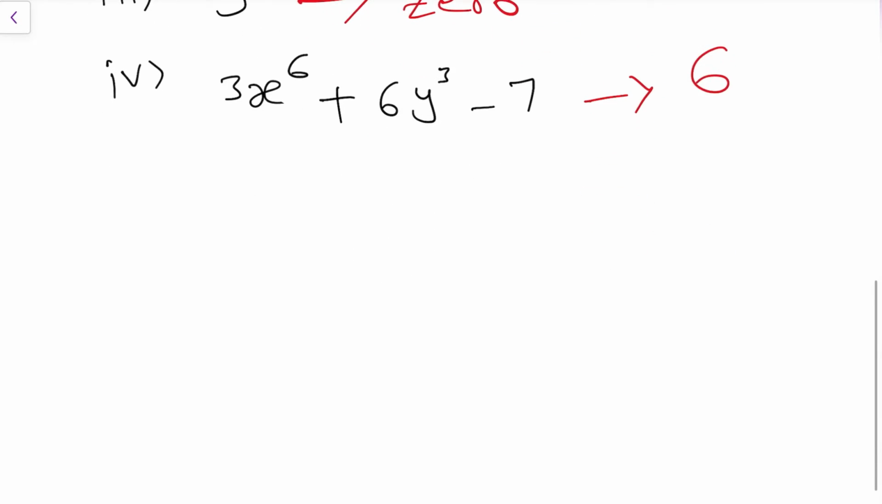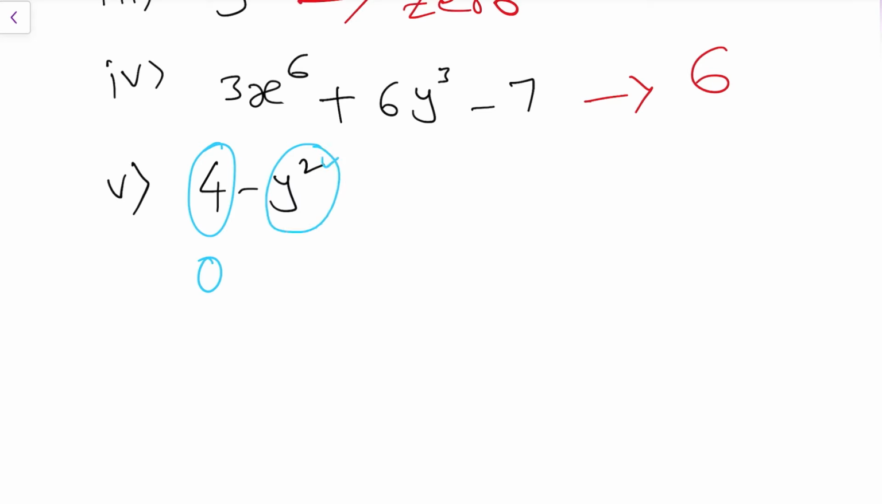Next, let us check question number 5. Question number 5 is 4 minus y square. For the first term, that is constant, degree is 0. For the second term, 2 is the power for y, so 2 is the degree for the second term. Out of these two numbers 0 and 2, 2 is the bigger, so 2 is the degree of the total polynomial.